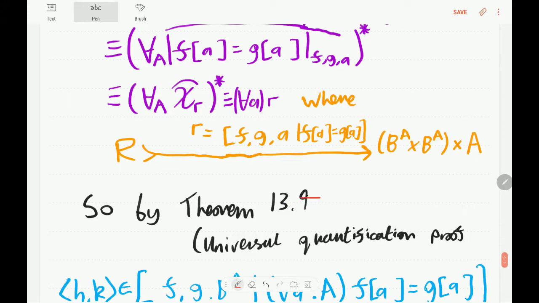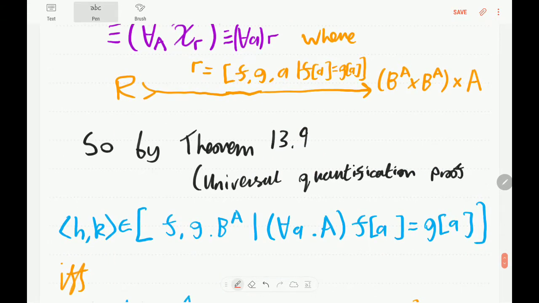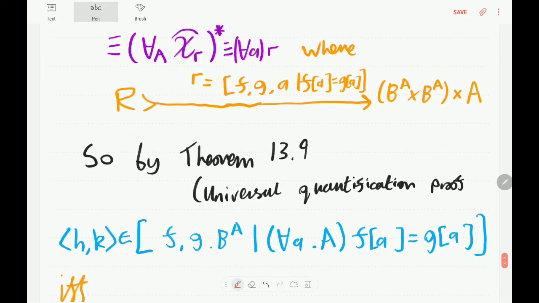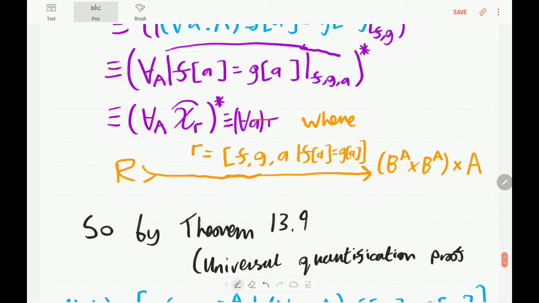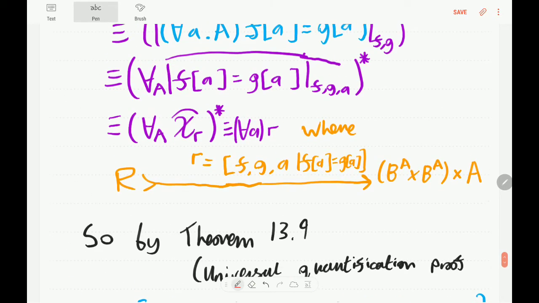And by theorem 13.9, you can see the video universal quantification proof for a proof of that theorem. Anyway, by that theorem then, we're going to have that h comma k is in for all a R. Oh, by the way, notice what I'm doing here. I'm writing this object that this is a subobject of as B to the power of A times B to the power of A in brackets times A. So that turns out to be useful.